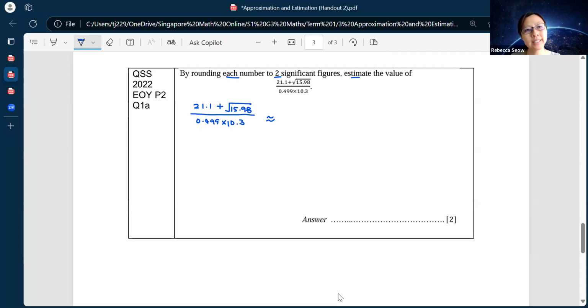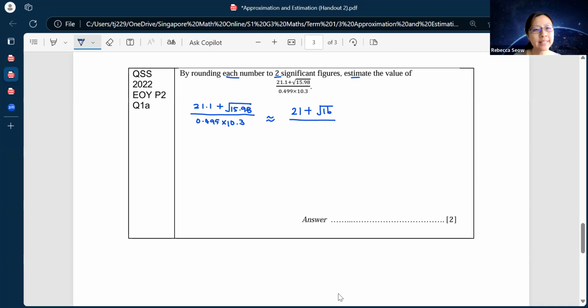Looking at the second significant figure, which is the 1 in the ones place, I do not round it up because the following digit on the right is 1. So 21. I add 2. 15.98, to round it, my second significant figure is 5. I will have to round it up to 6 because the digit on its right is 9. So square root 16.